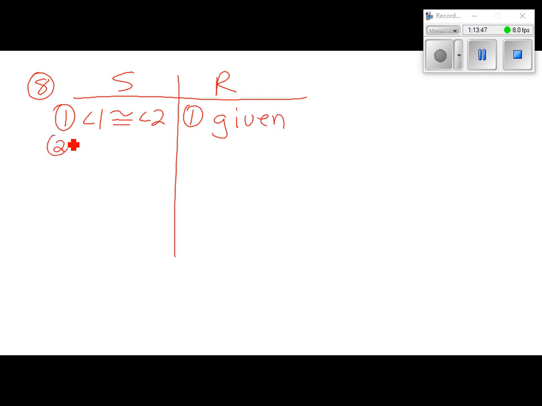What can you tell me about angle 1 and angle 3? They're congruent. How come? Look at 1 and 3. What kind of angles are 1 and 3? Oh, they're vertical. Vertical angles are congruent. Number 3. If 1 is congruent to 2, and 1 is congruent to 3, what else do you know?